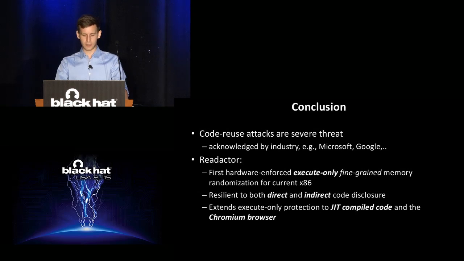So to conclude, code reuse attacks are a severe threat. This is acknowledged by the industry. We have seen that Microsoft and Google build up defenses against these attacks. However, they have to make it performant and legacy compliant, so there's always some way around it. With Redactor, we built the first hardware-enforced execute-only fine-grained memory randomization scheme for current x86 hardware. We are resilient against both direct and indirect code disclosure, and we can protect complex and real-world things like JIT code or the Chromium browser.